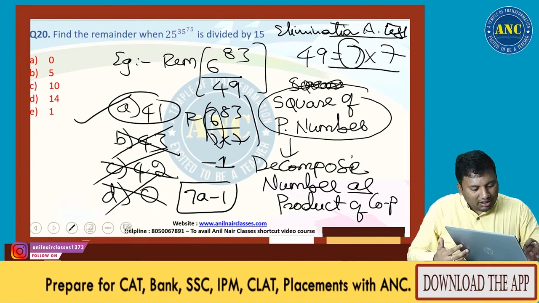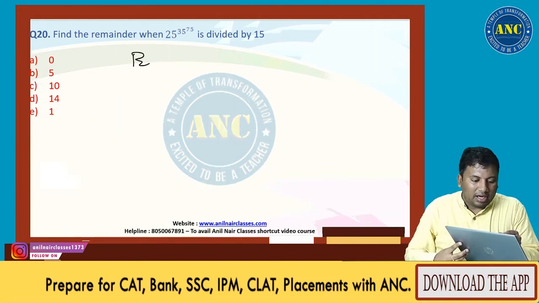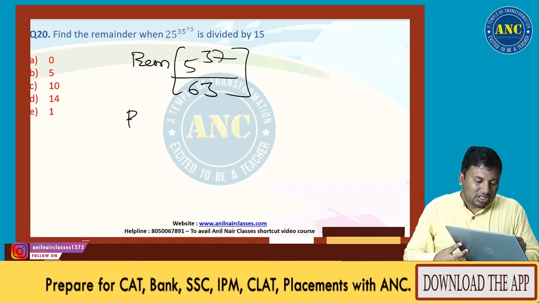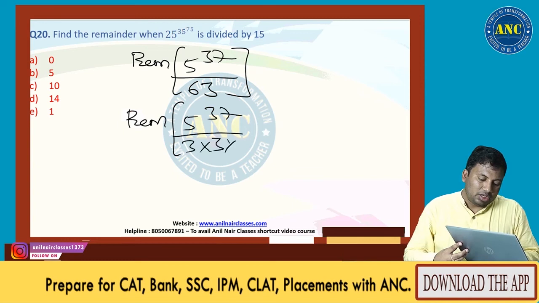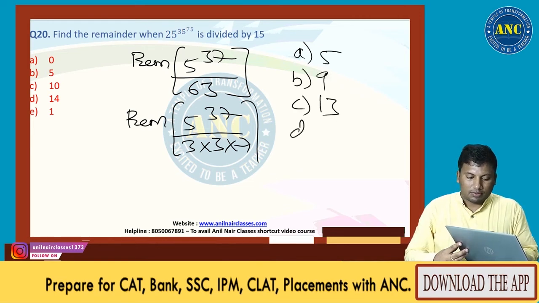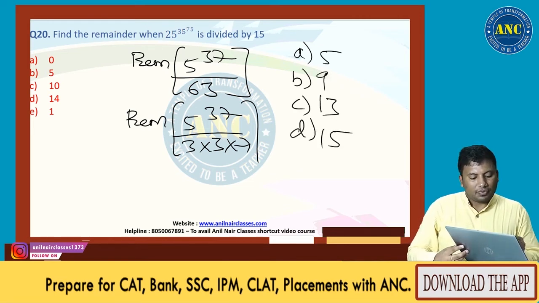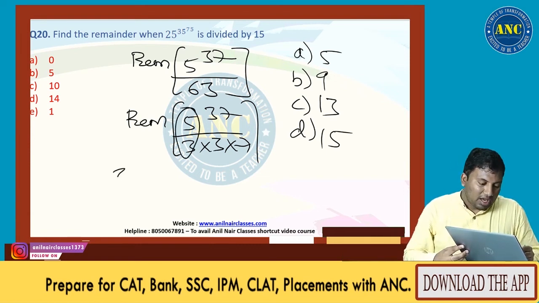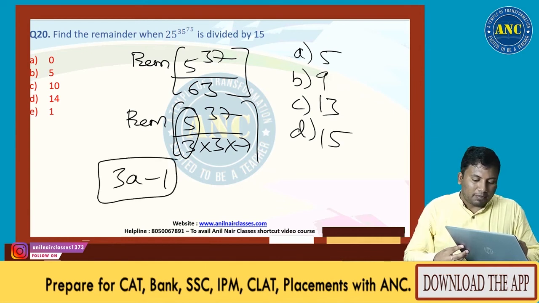One more question I will tell you. A reminder: when there is no depth to the questions, you will understand what happens if an author takes the class. 5 power 37 divided by 63. 63 is nothing but 3 into 3 into 7. Dividing 5 by 3 gives minus 1, and minus 1 power odd is minus 1. The answer should be of the form 3k minus 1.